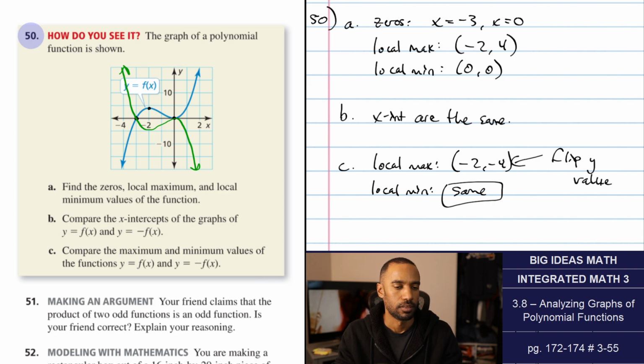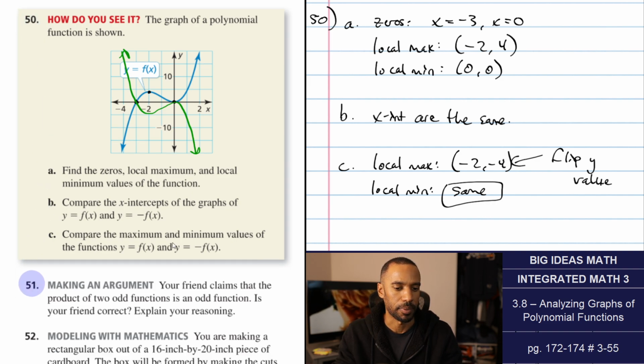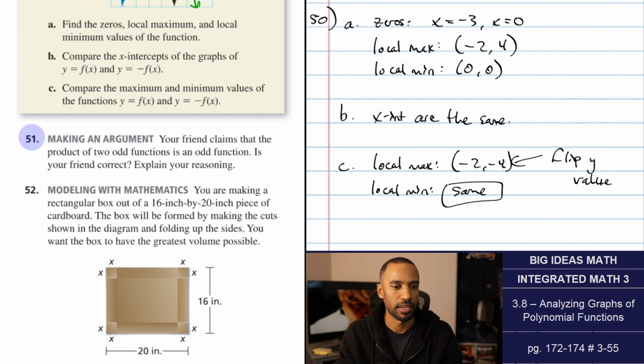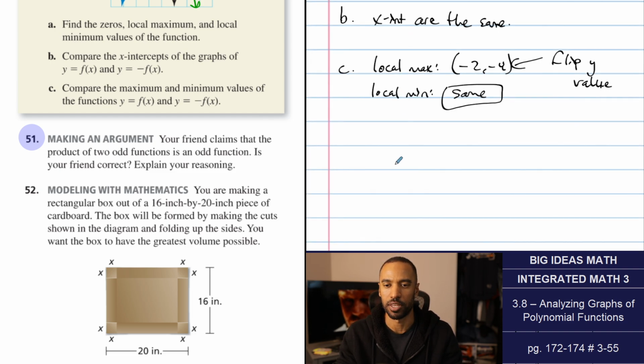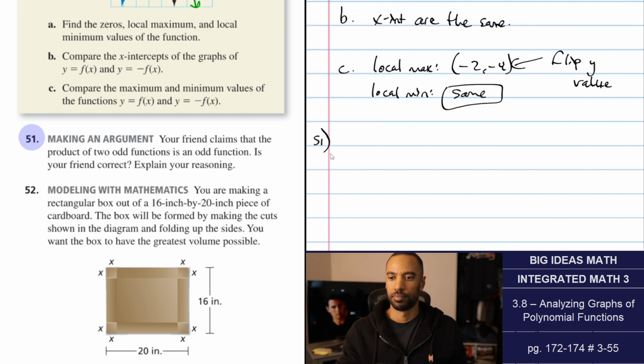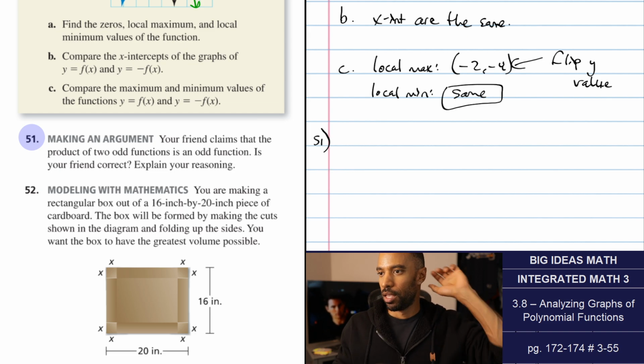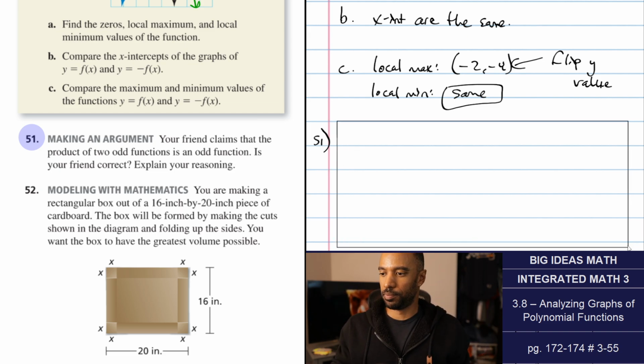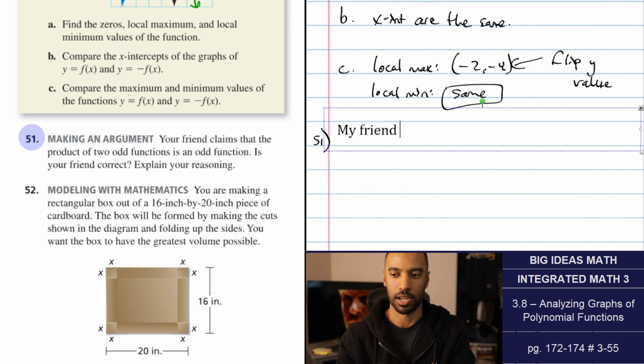Okay. Number 51, making an argument. Your friend claims that the product of two odd functions is an odd function. Is your friend correct? Explain your reasoning. Well, no. Because my friend is never correct anymore. No. My friend is not correct.